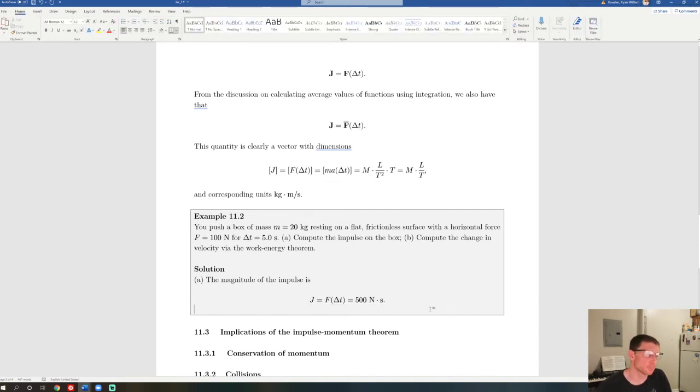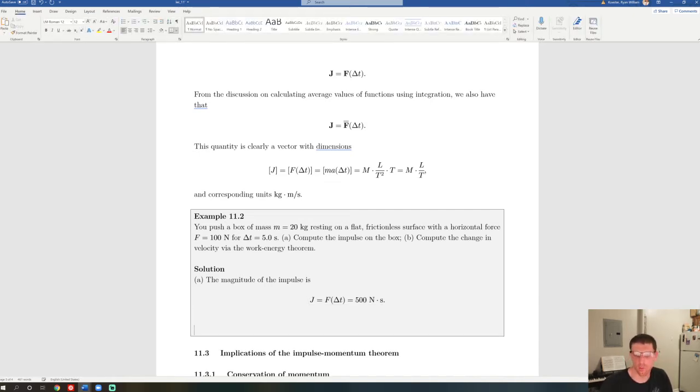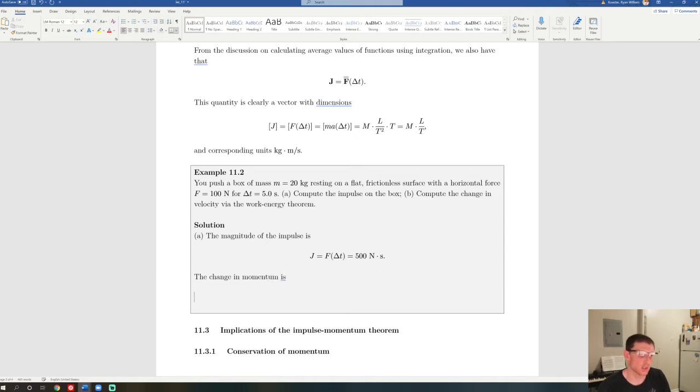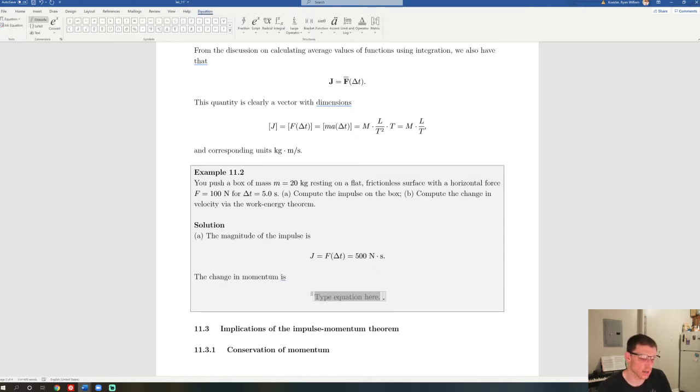Okay, anyway. So we can equate this to the change in momentum. That's just what the impulse momentum theorem says. So the change in momentum is, and we're going to write, F delta T equals delta P.